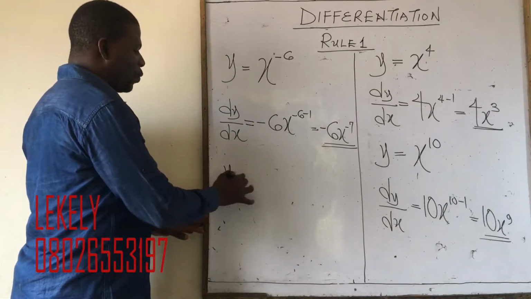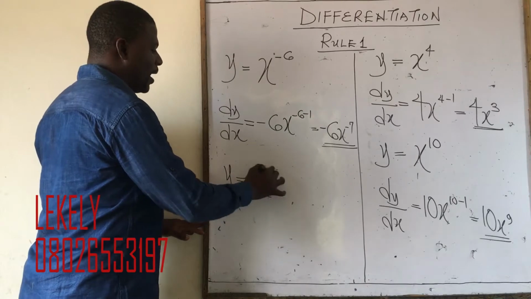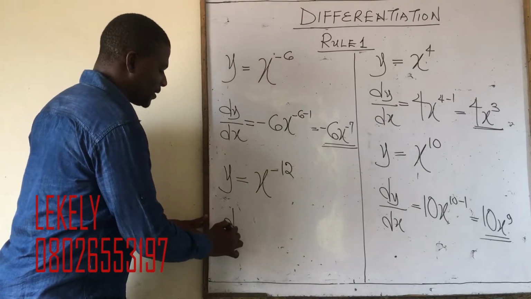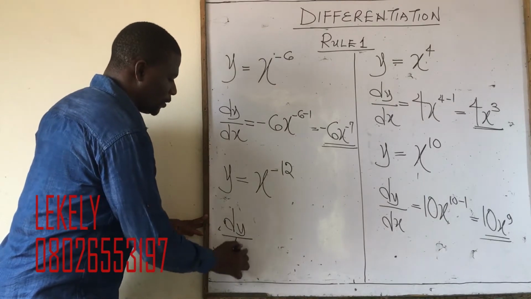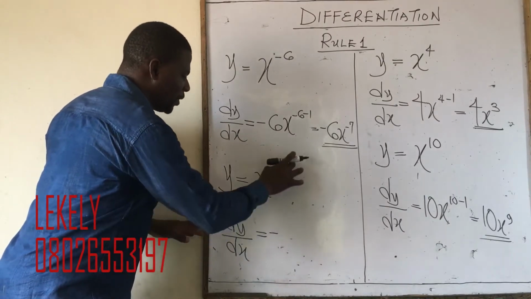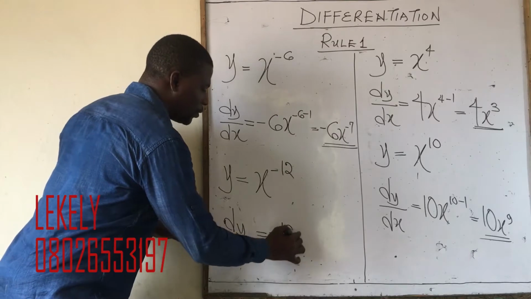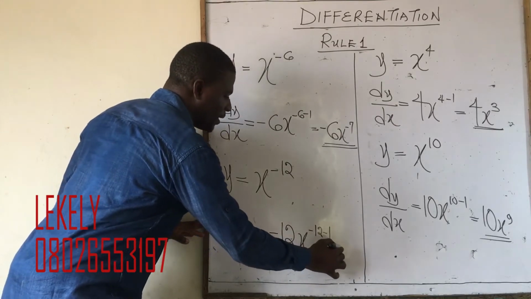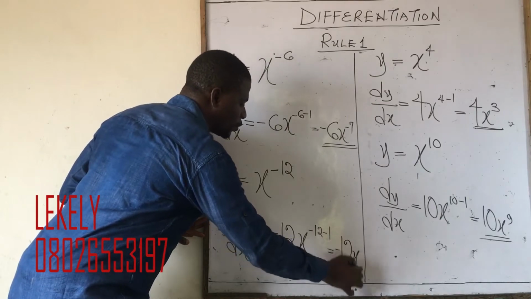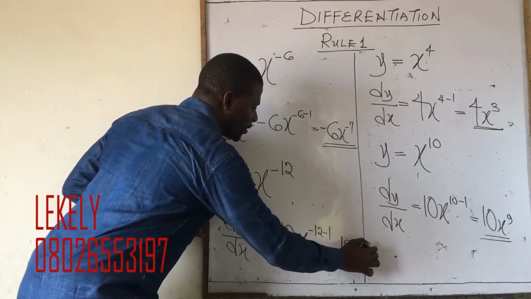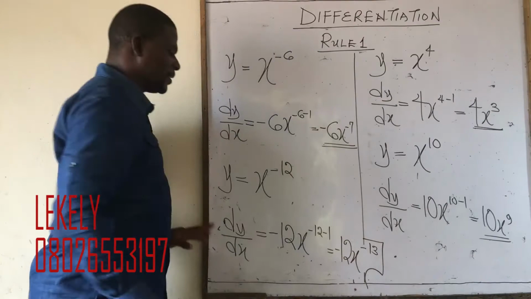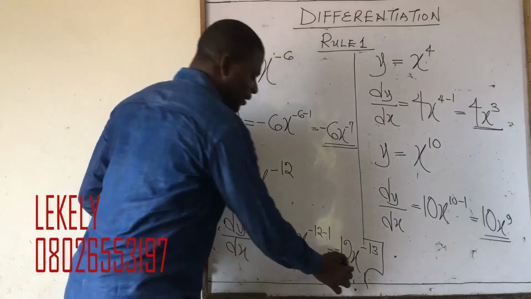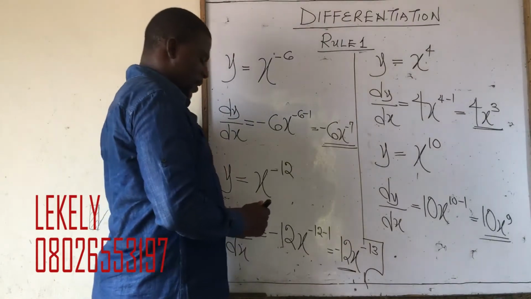So if I have y equals x raised to power minus 12, the dy dx is going to be, bring down the minus 12, x raised to power minus 12 minus 1. And that will be minus 12x raised to power what? Minus 13. You see that? Because minus 12 minus 1 is minus 13. And that's your answer. Okay?